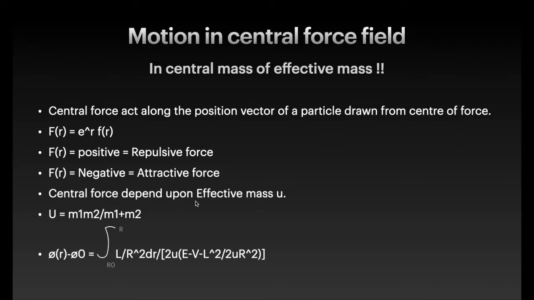When F(r) is negative, it is an attractive force. Central force depends upon the effective mass mu. Mu is equal to m1 m2 upon m1 plus m2, and phi(r) minus phi(r0) is the integration from r0 to r of L by r square dr upon the square root of 2mu (E minus V minus L square by 2mu r square). r is the radius, V is the potential energy, E is the total energy, mu is the effective mass.